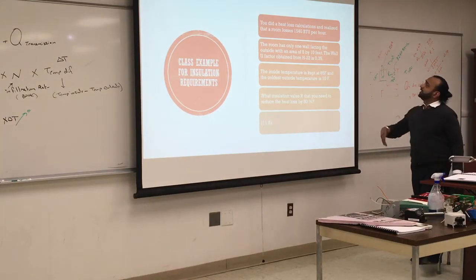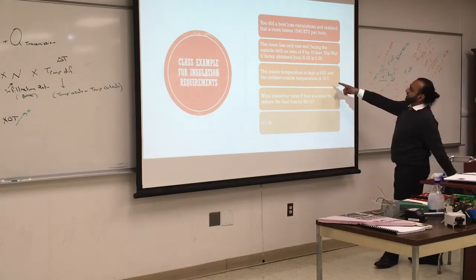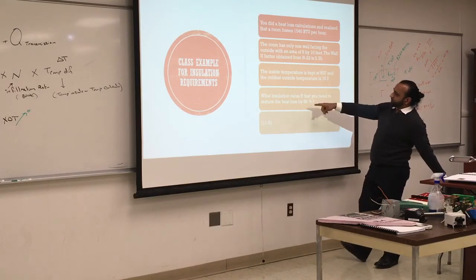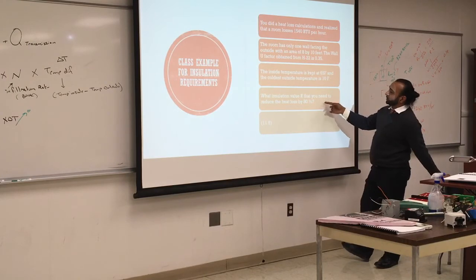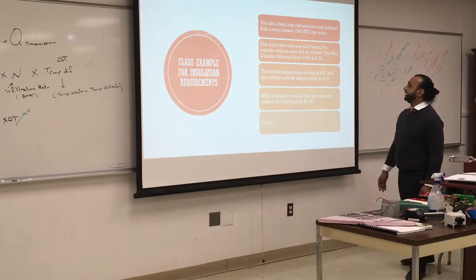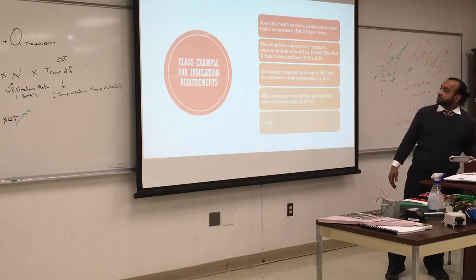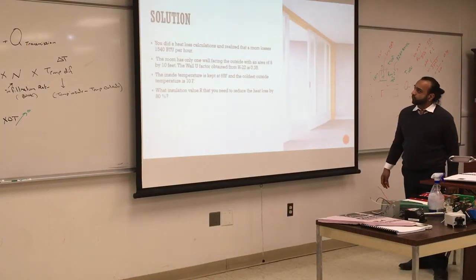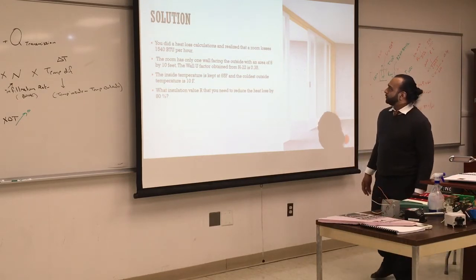So you did a heat calculation and realized that the room loses 1,500 per hour. The room has only one wall facing the outside, same thing, okay? The inside is 65 and the outside is 10. What insulation R value do you need to get heat loss reduced by 80%? Again, some lengthy calculation, we'll go over it. Same one.